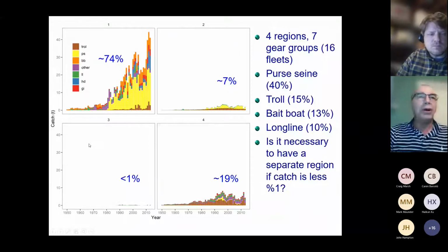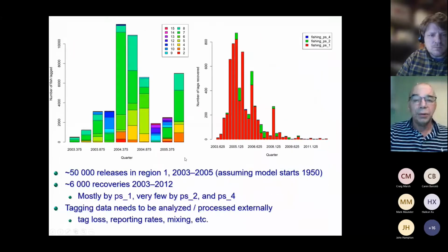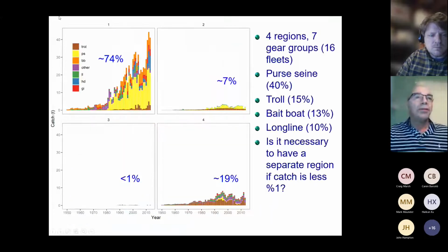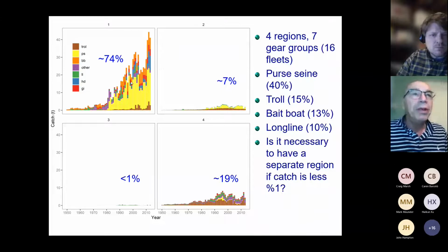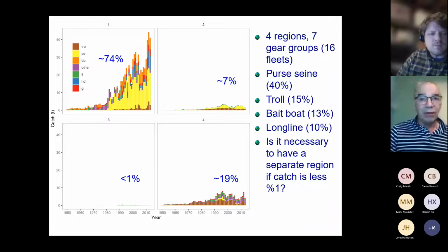The catch in this model across these 4 areas, I thought I had a label in here. Nope. So area 1 in the upper left has by far most of the catch, and most of it is from purse seine. So we have a large catch of young fish in that area, 74% of the total catch. Area 2 has purse seine and troll catch. Area 3 just has a very small amount of catch, and it's all longline. And then area 4, again, has mostly troll catch, and then a smattering of other fleets operating in area 4.